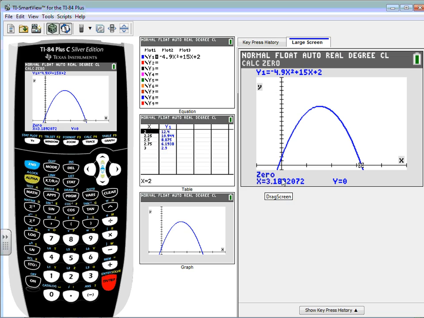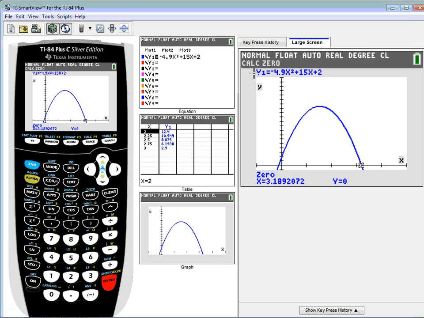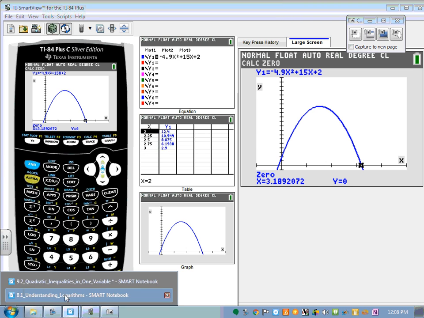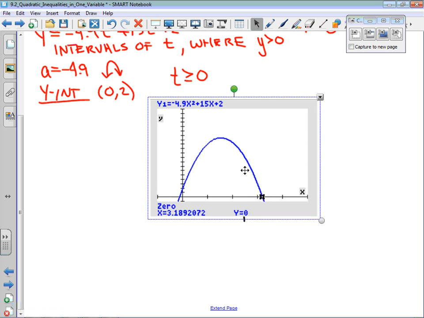Now I'm going to cheat a little bit, and I'm actually going to take that whole thing and put it into my smartboard file here. Because what we're going to do is we're going to use that graph and basically interpret what it's telling us. I'll just put it over top of my old crappy graph there.